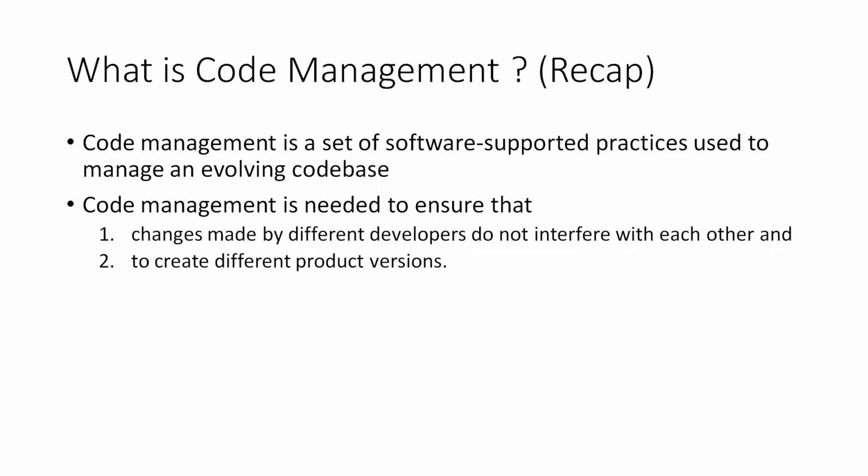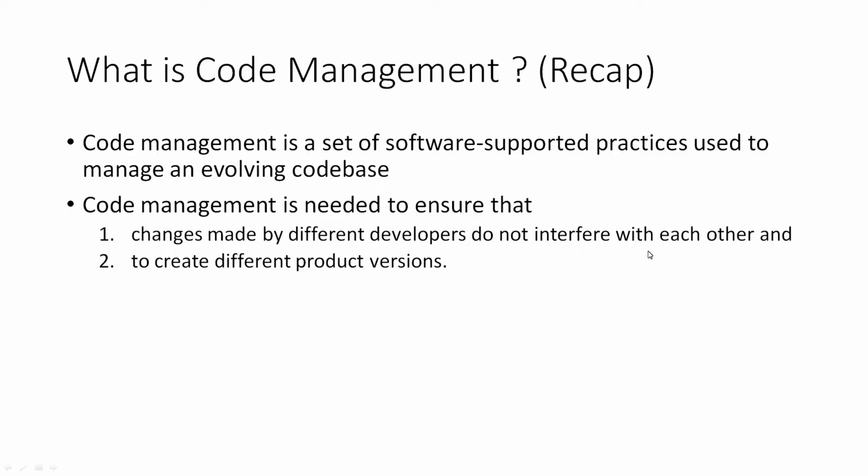Who is going to publish it? Who is going to retrieve it? Who is going to access it? All these management things are done by software supported practices. The example software is Git. Code management is needed to ensure that changes made by different developers do not interfere with each other.